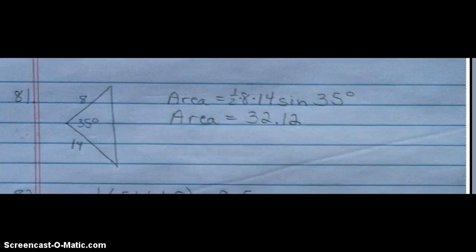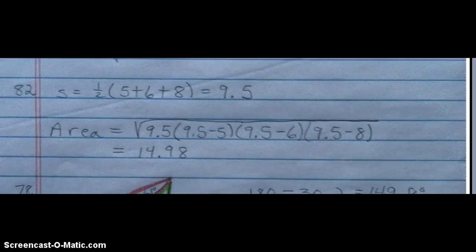Problem 81, we're asked to find the area. We're given two sides and the included angle. We know that the area of a triangle can be found by multiplying 1/2 times the product of two sides and the sine of their included angle. So that gives us 32.12.